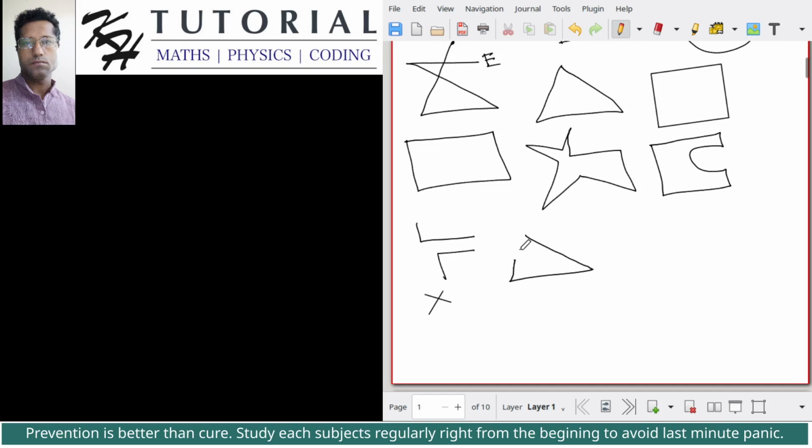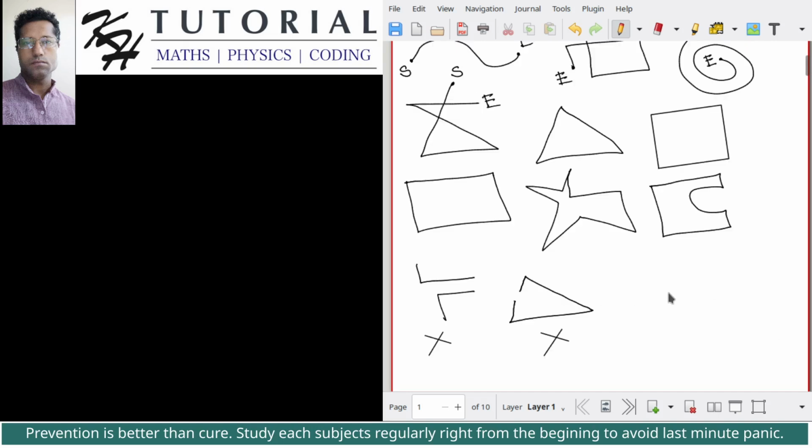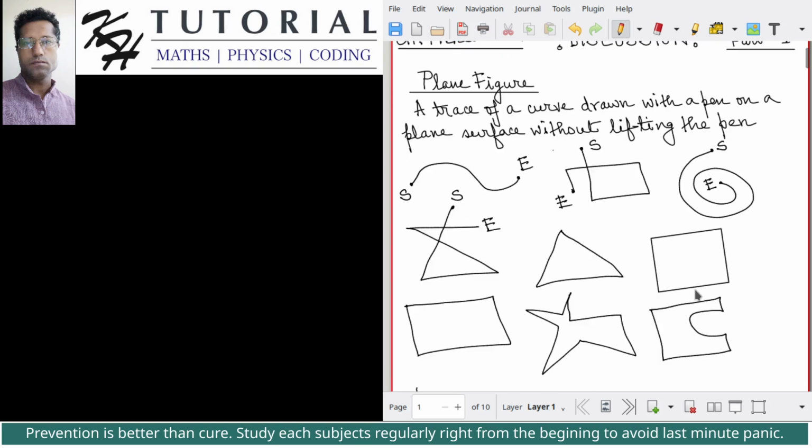So let's say I am trying to draw a triangle, and at this point I lift the pen and again I draw this. So this is also not a plane figure. I hope it is clear. This is not a figure. I hope it is clear what is meant by a figure. And what is a plane figure? A figure drawn on a plane surface, like a piece of paper.